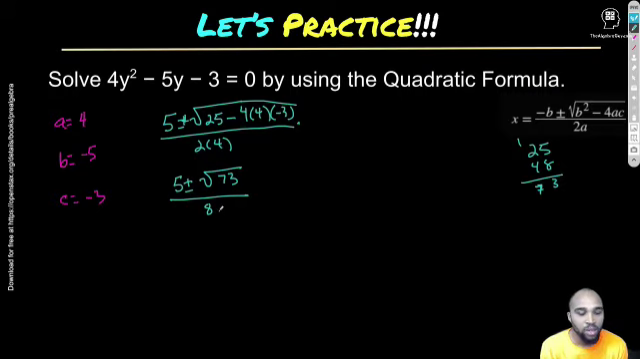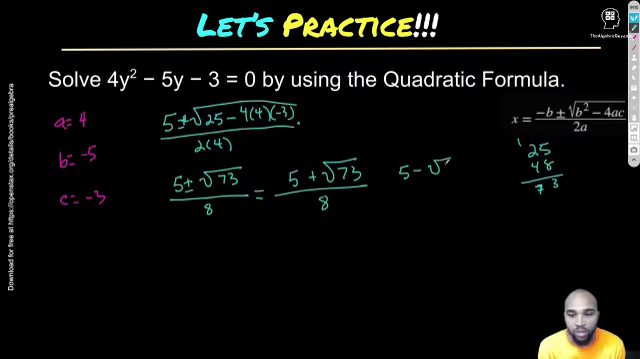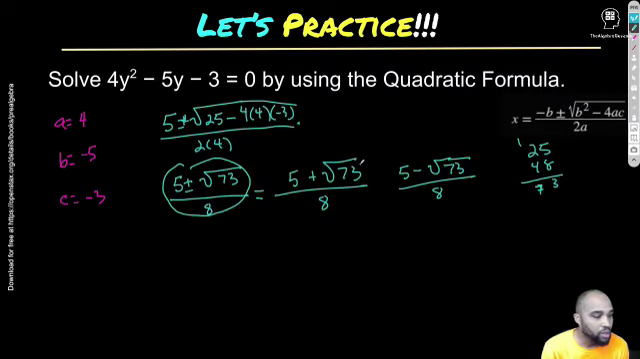So I'm going to go ahead and break this into 2 problems. And one is going to be 5 plus the square root of 73. Let's rewrite that. Square root of 73 over 8. And 5 minus square root of 73 over 8. So you could honestly, this is justification for the answer.